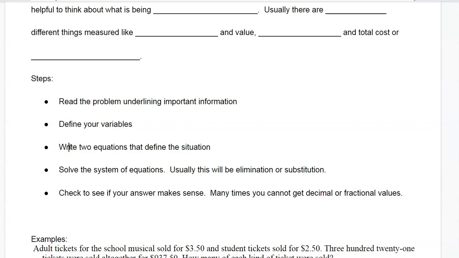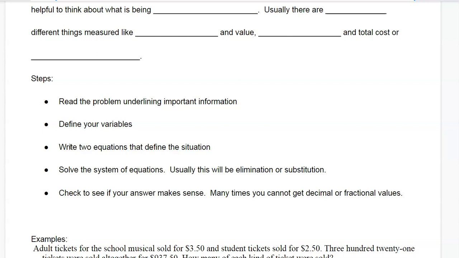Okay, many times you can't get a decimal or fractional value. So if you're asked for the number of cars, you shouldn't get like 2.375 cars. Okay, it's either going to be 2 or 3. Okay, if you're asked for the number of hours, I suppose you could end up with a fractional number of hours there. Most of these are going to end up with integer answers. So make sure your answer makes sense.